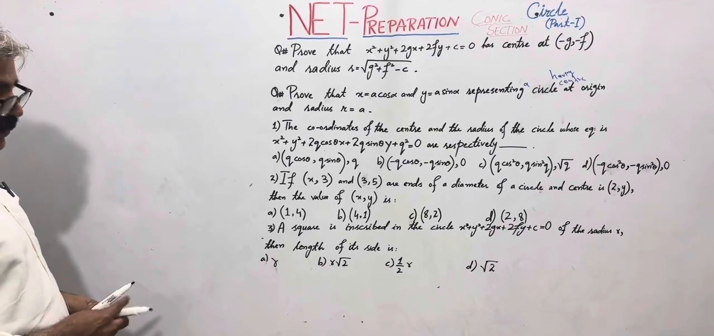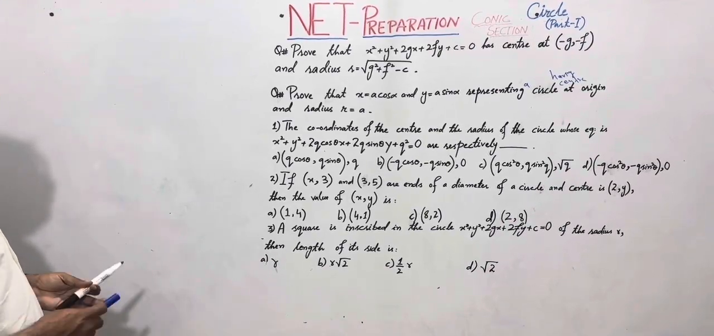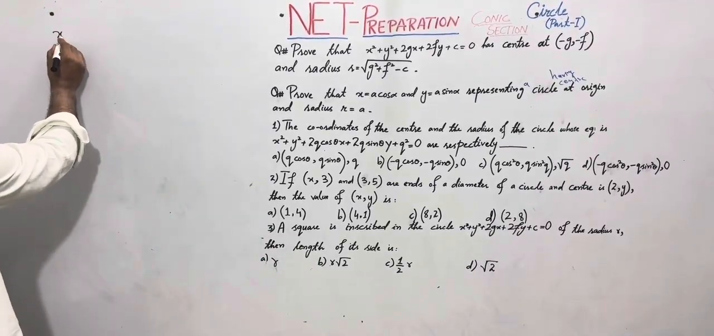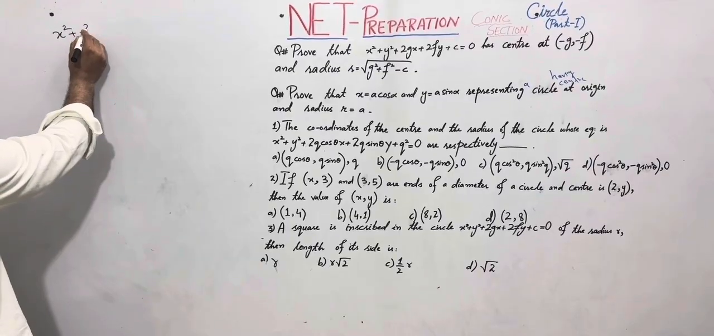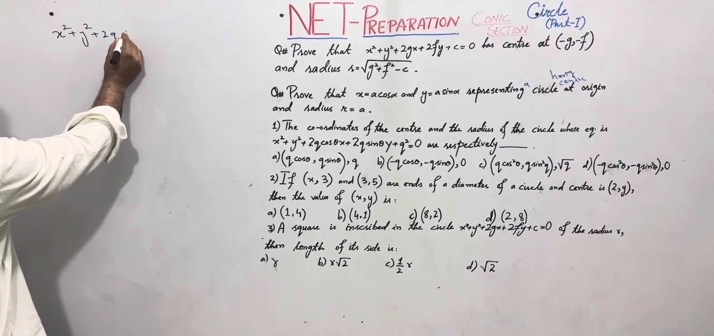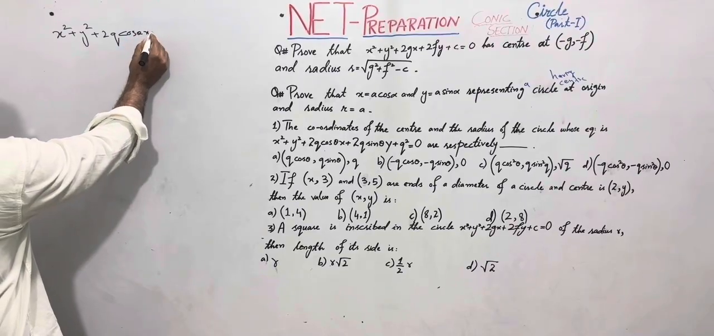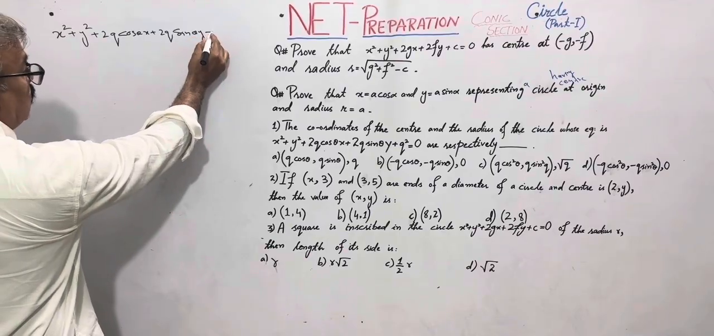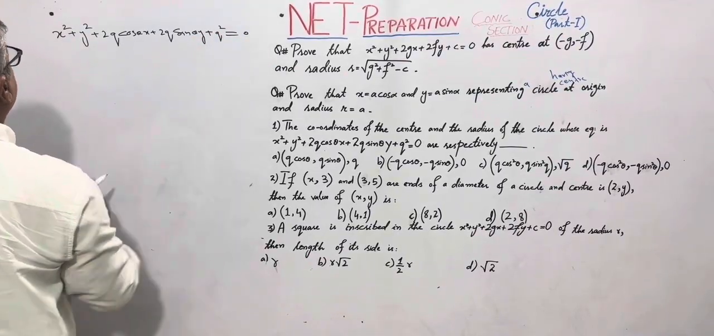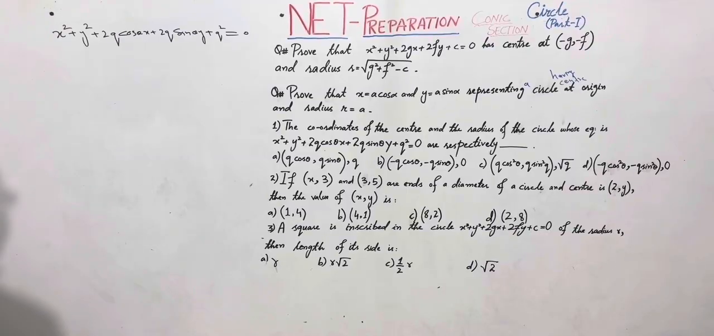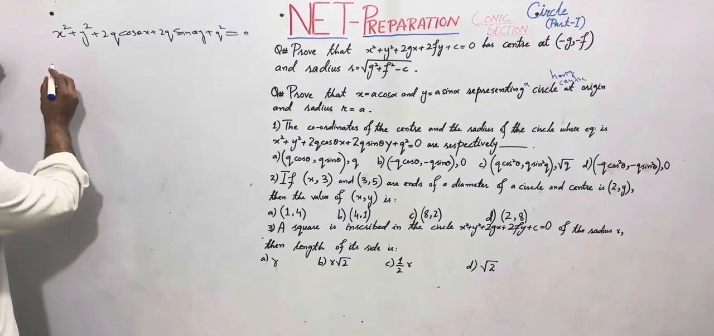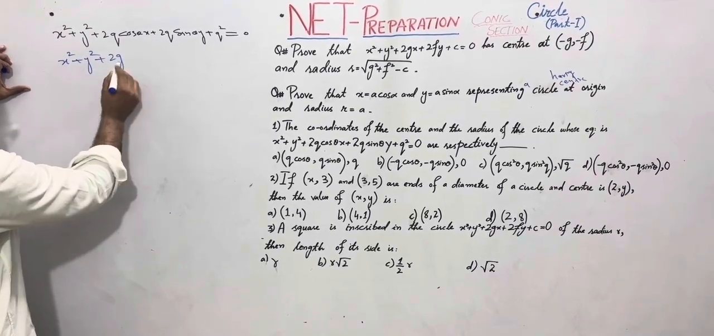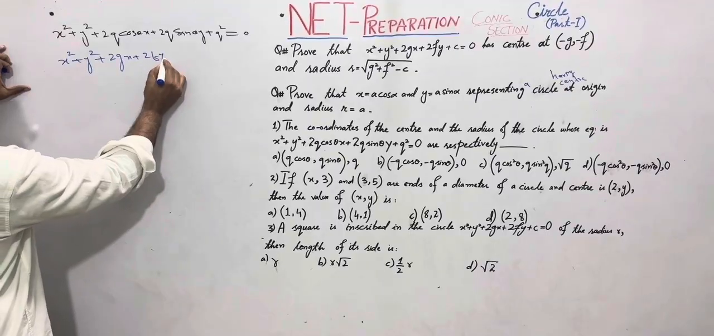Moving towards the next question. Find the coordinates of the center and the radius of the circle from the given equation. We have given an equation that is x square plus y square plus 2 times q times cos theta times x plus 2q sin theta times y plus q square is equal to 0. We are asked to find its center and radius. We compare this with the general equation of the circle, that is x square plus y square plus 2gx plus 2fy plus c.